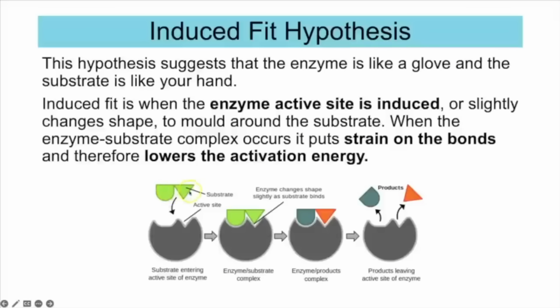So initially, the substrate and the active site aren't perfectly complementary in shape. But when the substrate collides into it, it induces that active site to mold around the substrate, and then it does become perfectly complementary. Now, when that happens, that enzyme substrate complex occurring puts strains on the bonds in the substrate, and therefore it lowers the activation energy required to catalyze that reaction.